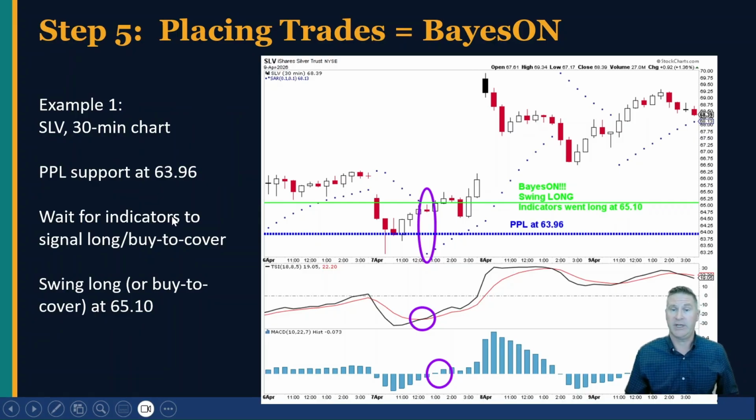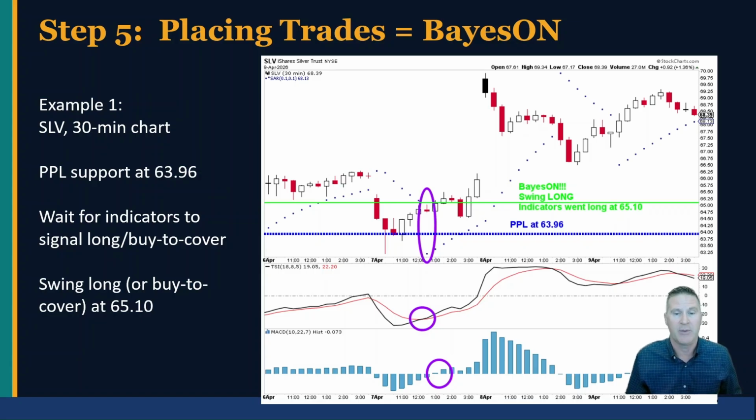Let's get to a Bayesian status. Let's say several hours ago, the PPLs were determined, and here is a support PPL. Price action from SLV, which is the silver ETF, finds its way into the PPL. Once it does that, that's when we start looking at the technical indicators. Before price action hits the PPL, we're not really tracking the indicators because they don't matter yet, because we're not into a high probability support region.